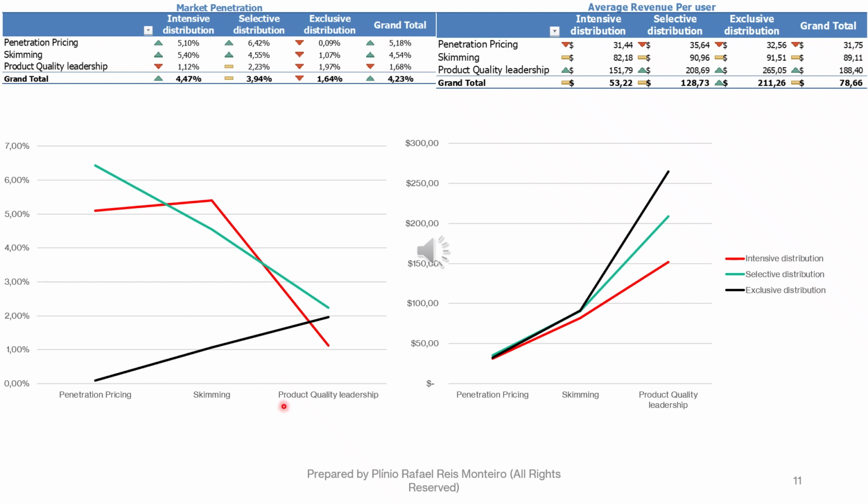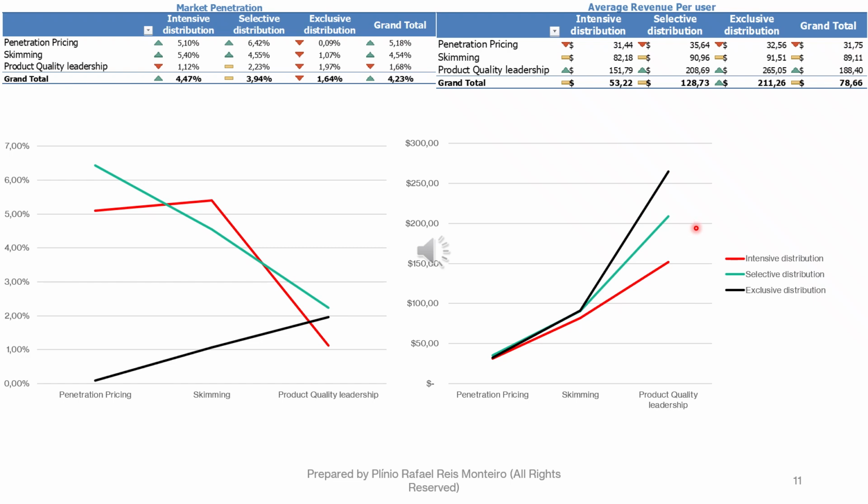Looking at trends, selective distribution performs exceptionally well when it aligns with product strategy, often bridging the gap between mass reach and premium positioning. Switching our focus to average revenue per user, the correlation is clear. Product quality leadership drives the highest revenue levels, peaking over 265 when paired with exclusive distribution.